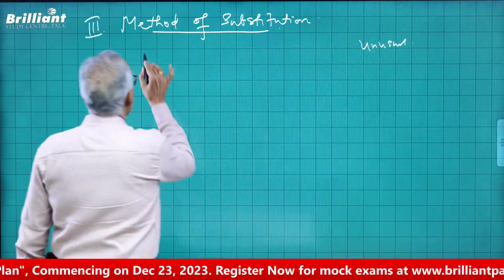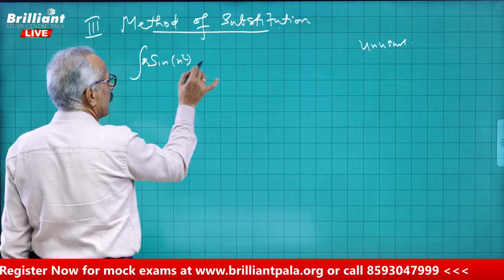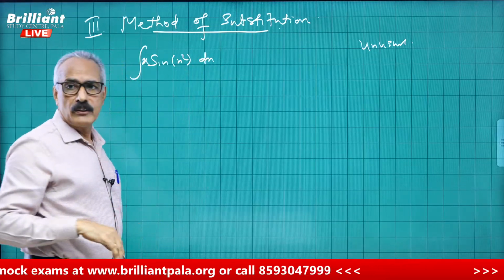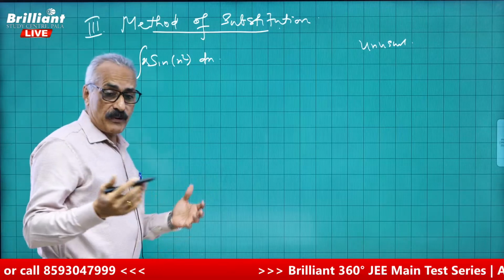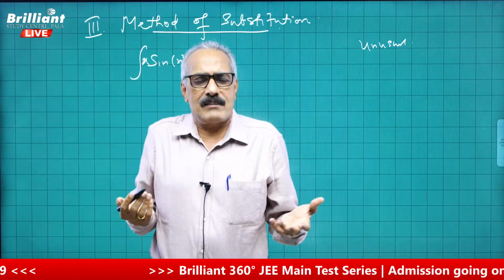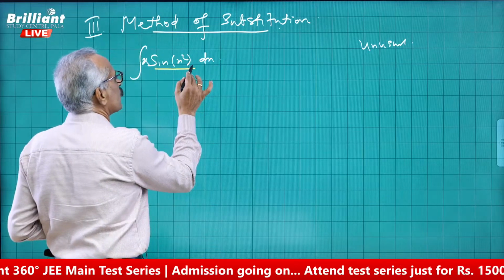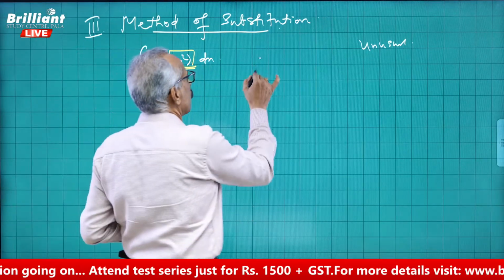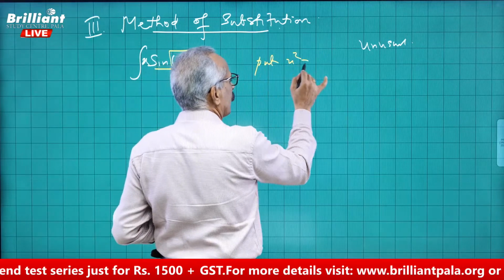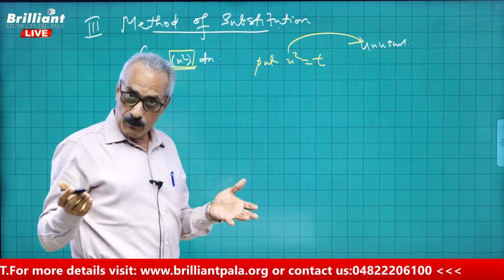One example: integral of x into sine of x square dx. You read the question. Now, what is usual? Oh, it's very familiar if it is sine x, so nothing unusual. But the moment you read sine of x square, this is unusual. So, we put what there? Put x square is equal to t. This is called unusual.